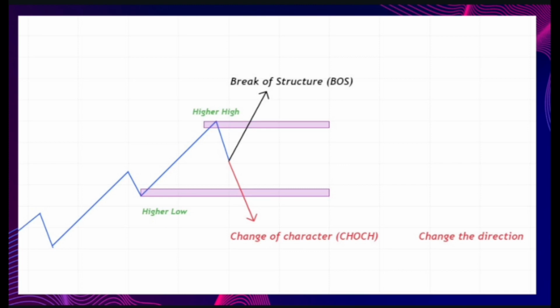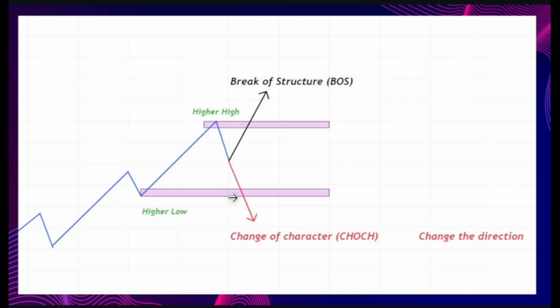Breaking the latest higher high to the upside indicates that the market intends to continue to the upside, which we prefer to refer to as the break of structure. This is a break of structure. On the contrary, if the market breaks the recent higher low to the downside, it indicates that the market intends to change its direction, which we refer to as a change of character.